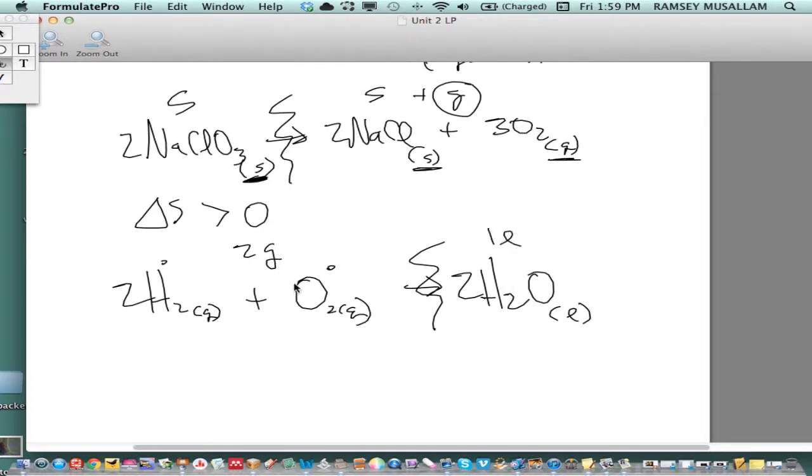So I have two gases here and I have one liquid. The reaction started off messier, but it got a little cleaner. So what is the sign of delta S for this reaction? Delta S is less than 0. So this reaction is getting cleaner, so it's probably not going to end up being spontaneous. And that makes sense, because we don't want hydrogen to just blow up every time we're around it. You guys with me on that?